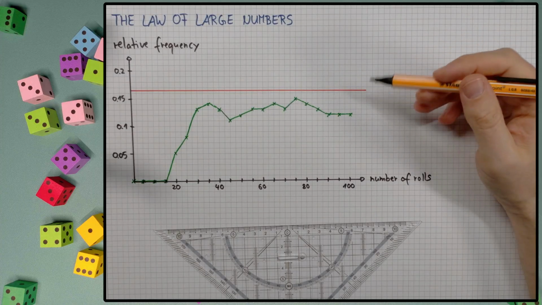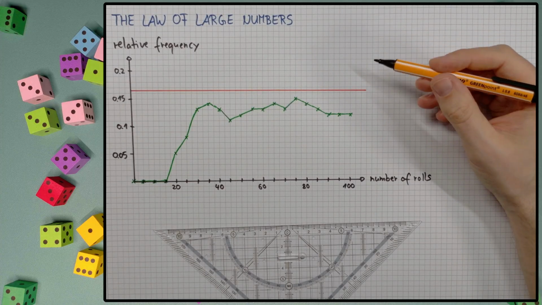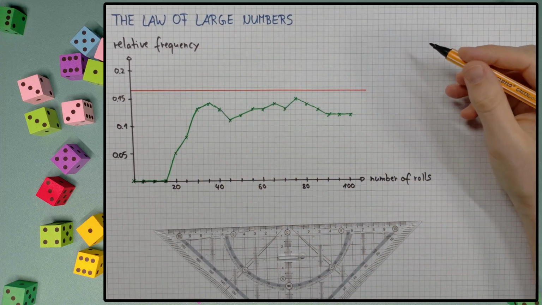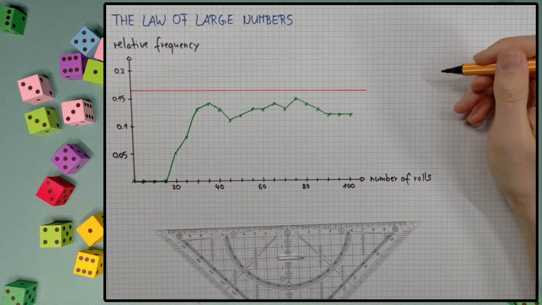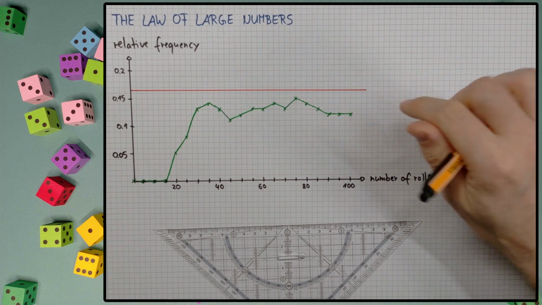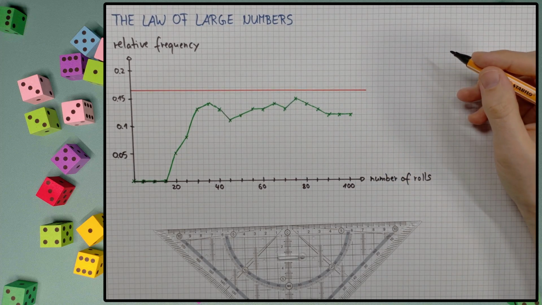So anytime you do this, you will get slightly different graphs at the beginning. But if you were to do this for really large numbers, they would eventually get really close to the red line, and they would not leave it again.